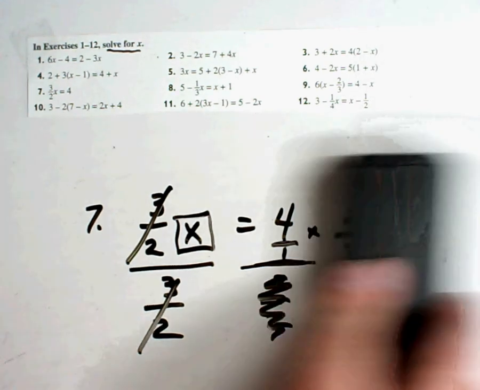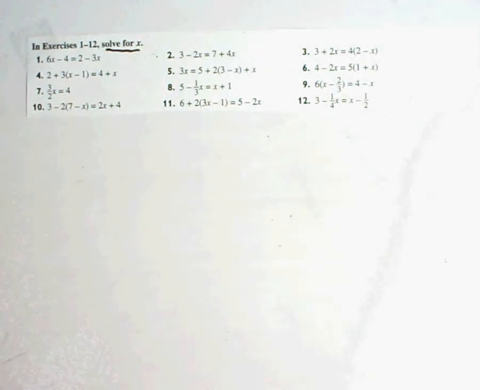Here's what I want you to do. There are 12 questions. Choose the first, let's say 6. Work them on your own paper. Pause the video, write them down, work them, and when you come back, I'll have all the answers and you can see how you did. All right, so pause the video. We'll be back in a minute.